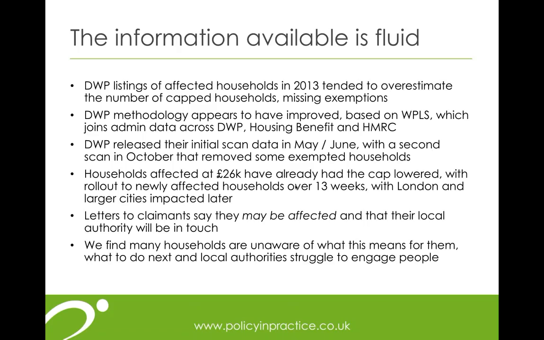Now, that methodology for identifying capped households appears to have improved. It's based on something called the WPLS, or Work and Pensions Longitudinal Survey. This is a data set that joins administrative data across DWP, Housing Benefit, and HMRC. So it ought to be reasonably accurate. DWP released their initial scan data in May, June, with a second scan in October that removed some exempted households.